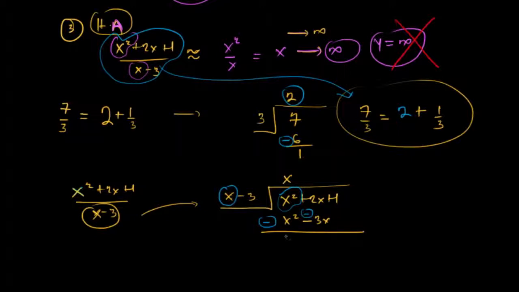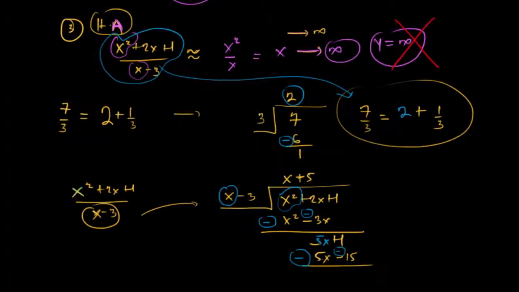So x squared minus x squared is 0, then 2x minus negative 3x, that is 2 plus 3, that's 5x, and then plus 1. Again, since 5x is divisible by x, we can still continue the process. So 5x divided by x is 5. Then 5 times x gives us 5x, and 5 times negative 3 gives us negative 15. And then we subtract like we did above.